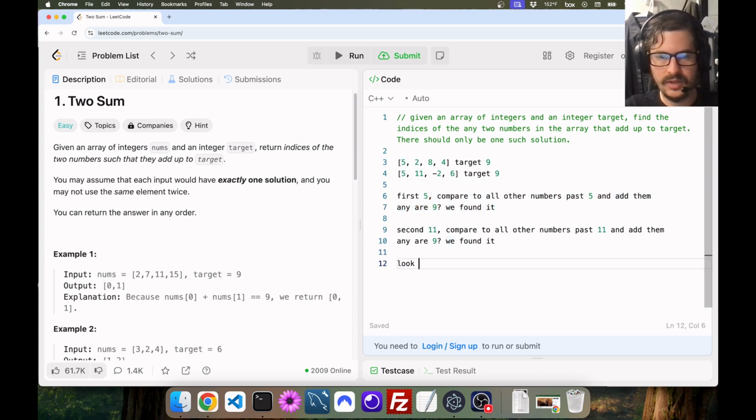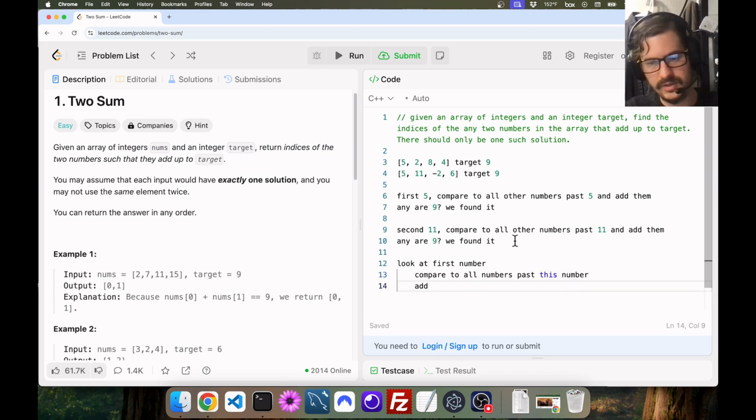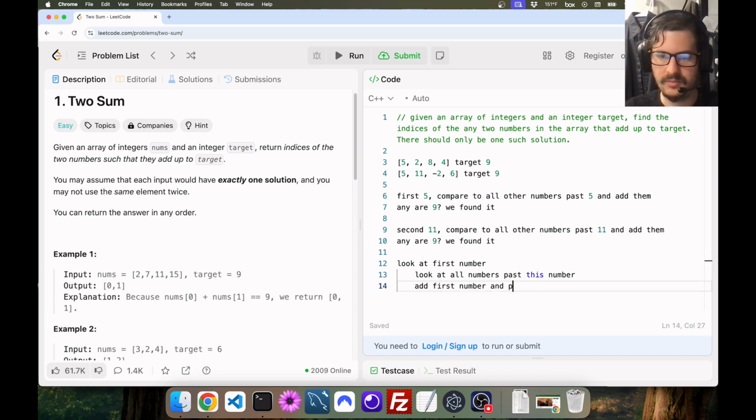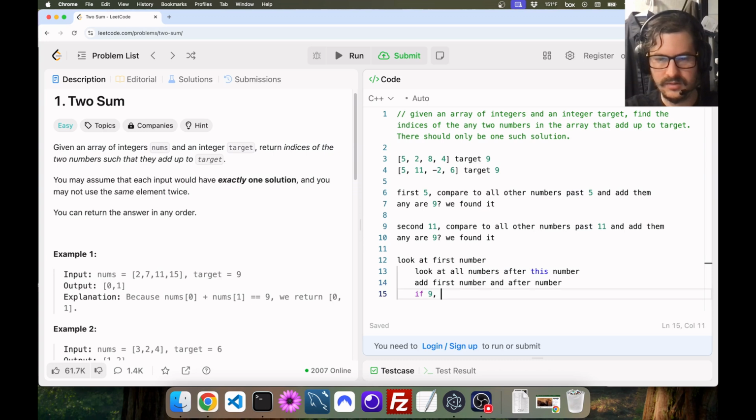First of all, look at first number. Compare to all numbers past this one. Well, you know, compare is a bad word. Let's just say look at all numbers past that number. Add first number and past numbers. I'm going to use after instead of past. You know, the words you use matter. If 9, done, finished, hooray.